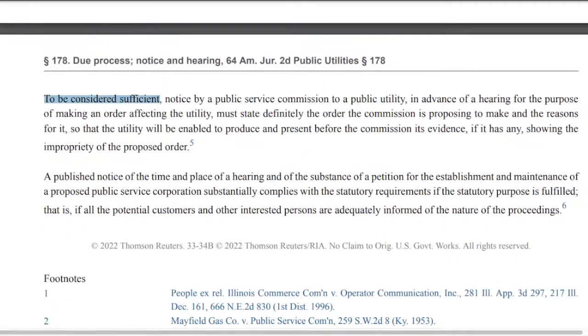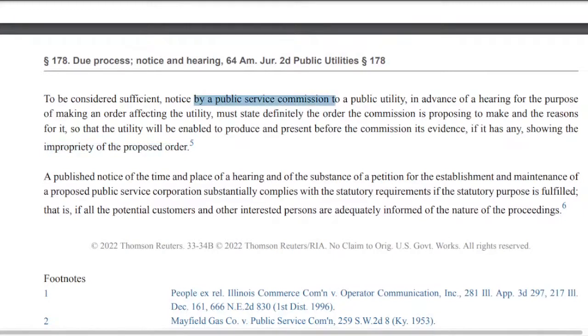To be considered sufficient, notice by a public service commission to a public utility in advance of a hearing for the purpose of making an order affecting the utility must state definitely the order the commission is proposing to make and the reasons for it, so that the utility will be enabled to produce and present before the commission its evidence, if it has any, showing the impropriety of the proposed order.